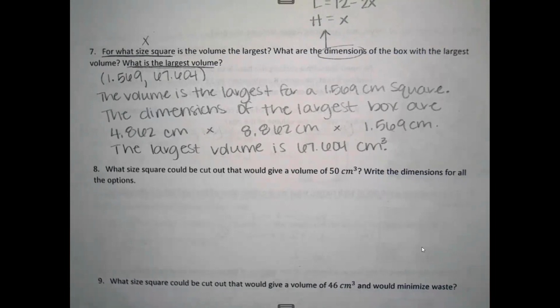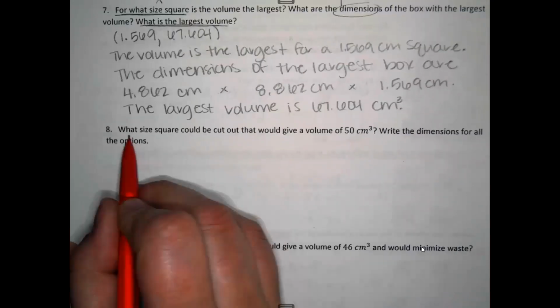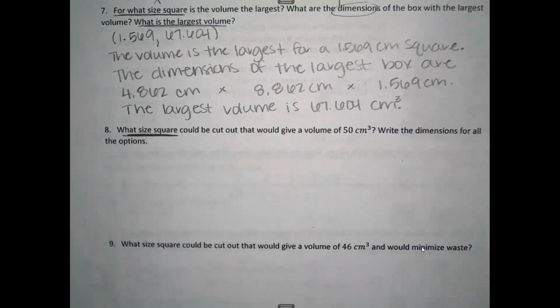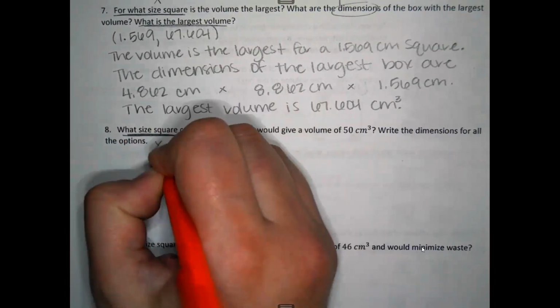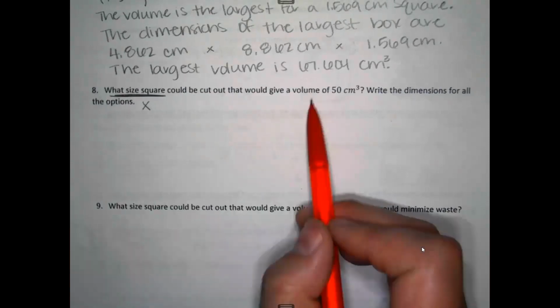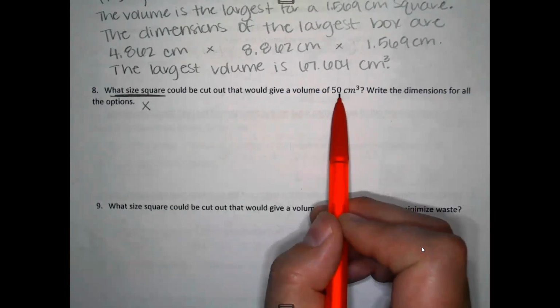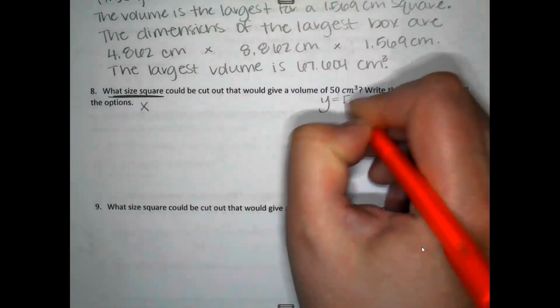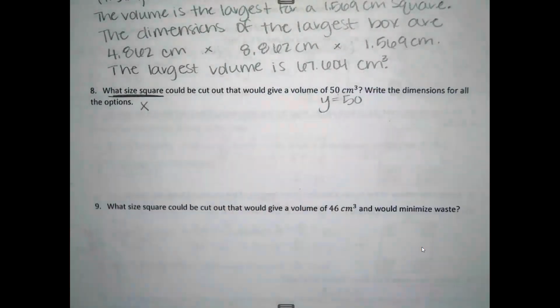Okay. Next question says, what size square? X value or Y value? What size square? That's an X value question. Okay. What size square could be cut out that would give a volume of 50 centimeters cubed? So when they say the volume is 50 centimeters cubed, what coordinate are they giving us? They're giving us that the Y is 50. So what do we do with that? We type in Y equals 50.